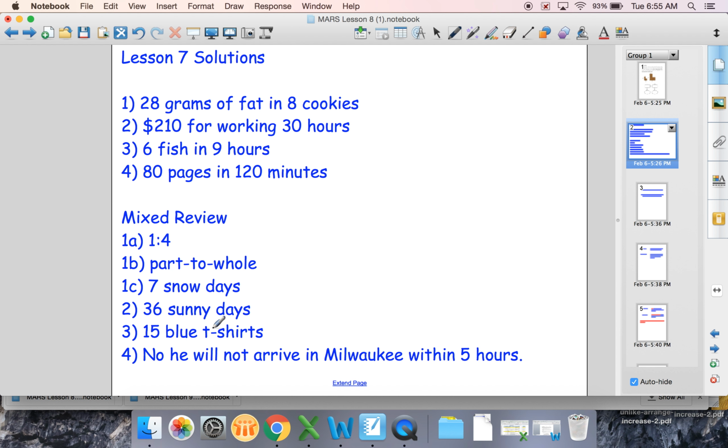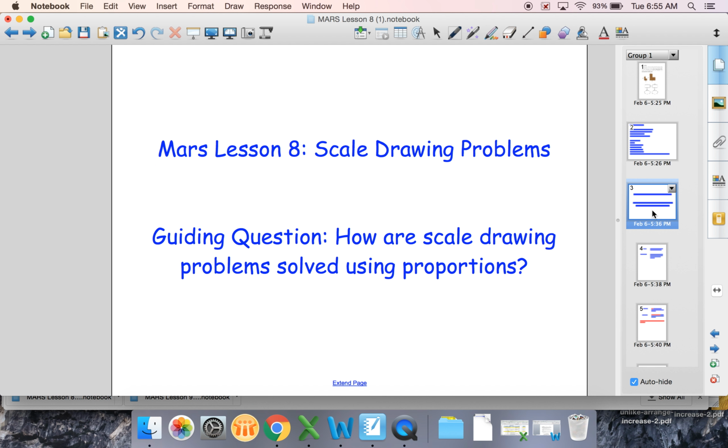So here are your solutions to lesson 7. If you want to pause the video, you can. Otherwise, this is what you had to do. So now we're going to talk about scale drawing problems, and we're actually going to get into drawing things a little bit more this week, and we're going to talk about how scale drawing problems are solved using proportions.